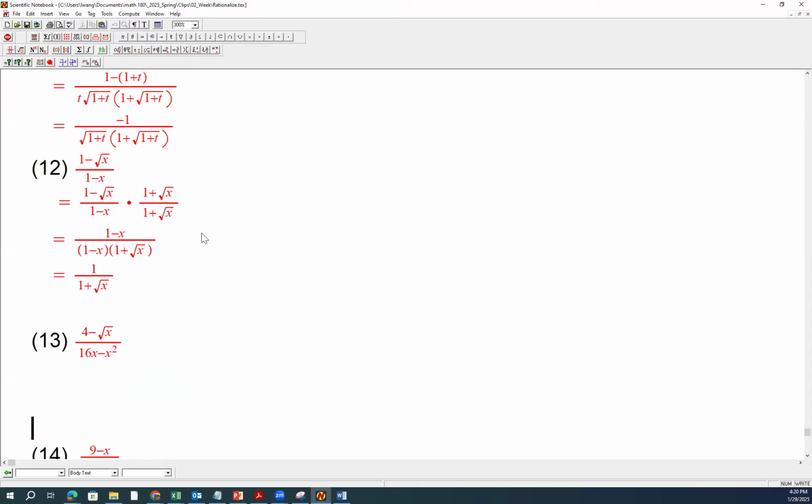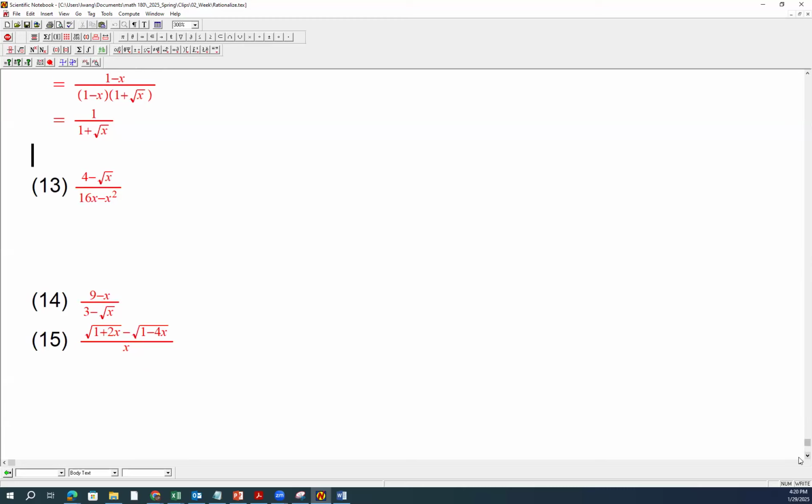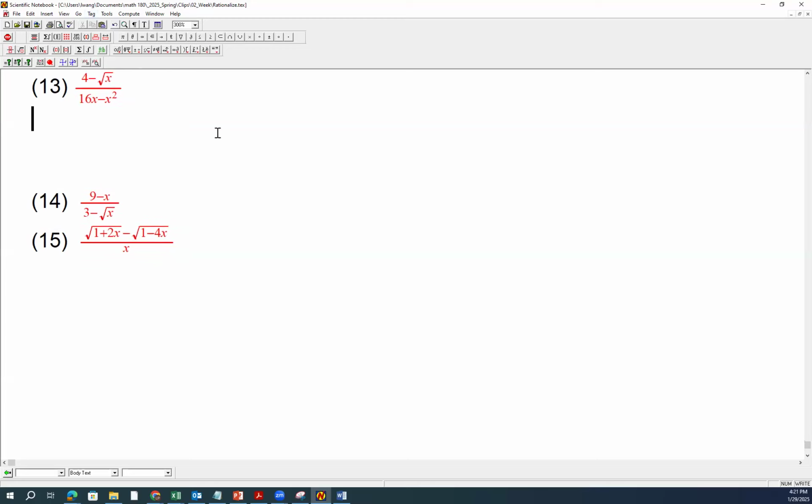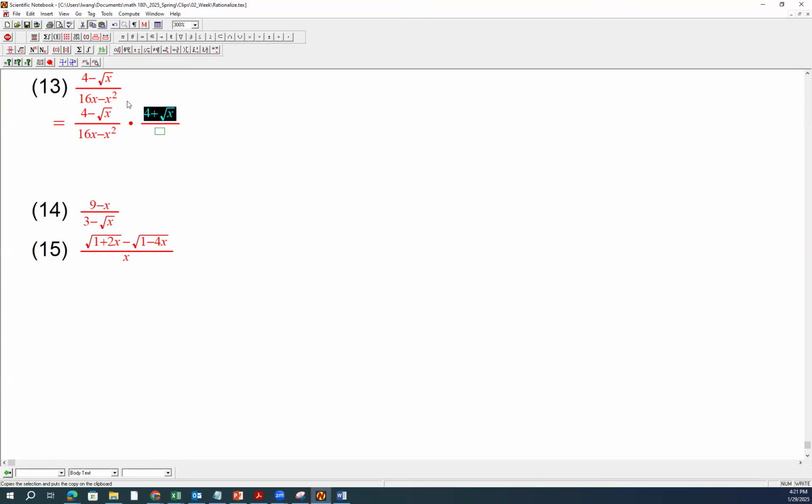At this time, we got some radicals. The method is the same. The idea is the same. Just the algebra is a little bit different. Okay, so keep going. We need to get rid of the radicals in the numerator. So we're gonna have 4 plus root x.